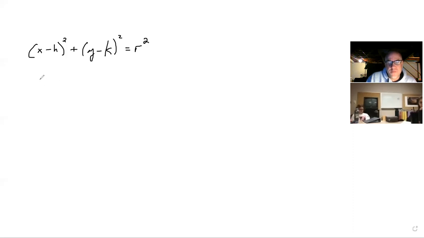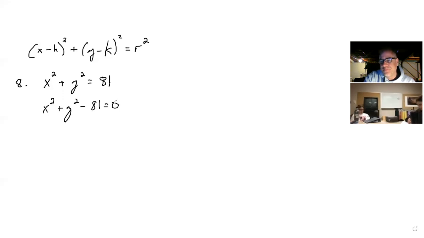So for this one, if the center is 0, 0, you're just going to have x squared plus y squared. And if the radius is 9, then in the equation, it's going to be 81. Now, essentially, the general form is this quantity multiplied out, this quantity multiplied out, and the equation set equal to 0. Since the center here for number 8 was 0, 0, there's nothing really to multiply out. The only thing to do would be say x squared plus y squared minus 81 equals 0. That would be it.